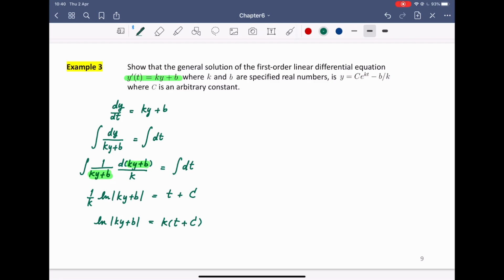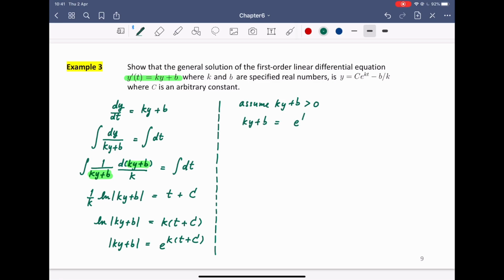And then after that, I have the absolute value |ky + b| equal to e to the k times t plus c. Now we're going to assume that ky + b is greater than 0, so you don't have to worry about the absolute value. So I have ky + b equal to e to the k times t plus c.